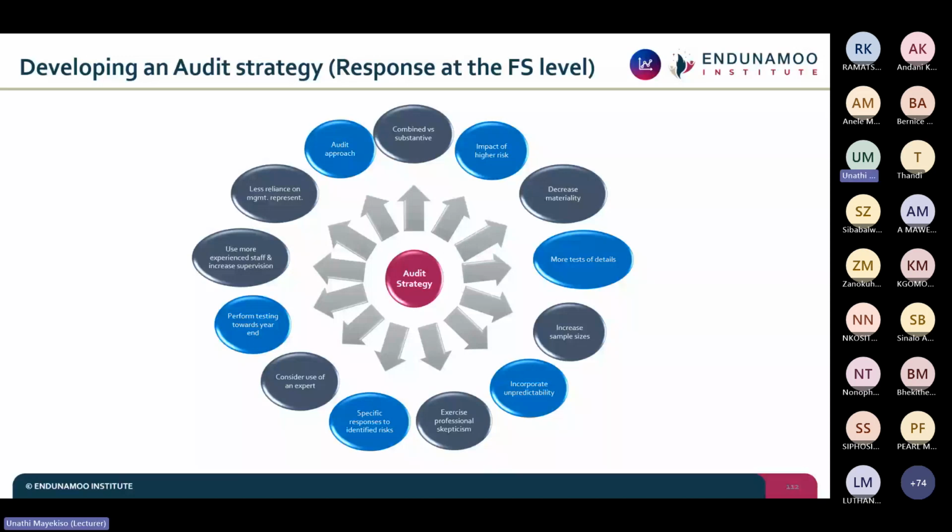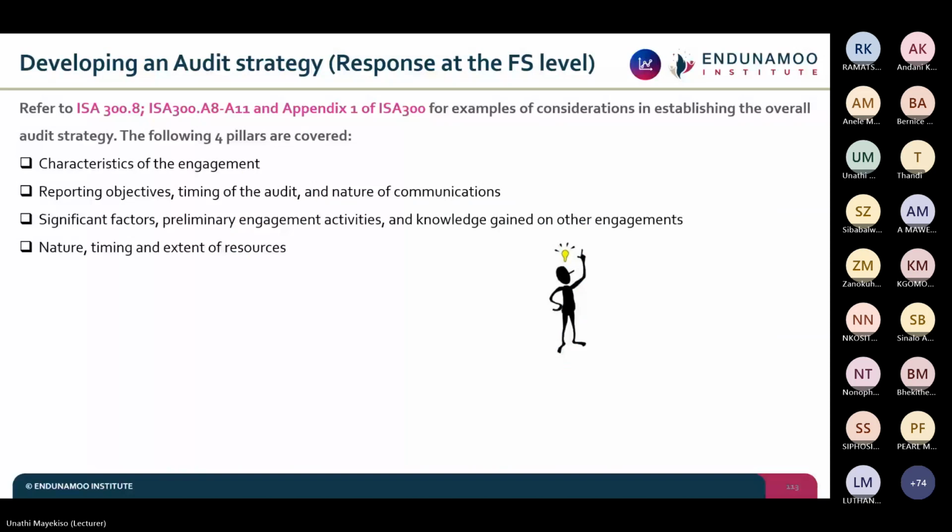In terms of developing an audit strategy, again, Appendix 1 of ISA 300 gives you some examples, but the pillars that are covered are the characteristics of the engagement, your reporting objectives, timing and the nature of communications, significant factors, your preliminary engagement activities, and the knowledge gained on other engagements. Those are things that you would incorporate. Then the nature, timing, and extent of your resources. So when you are planning your audit strategy, you're going to center it around those things.